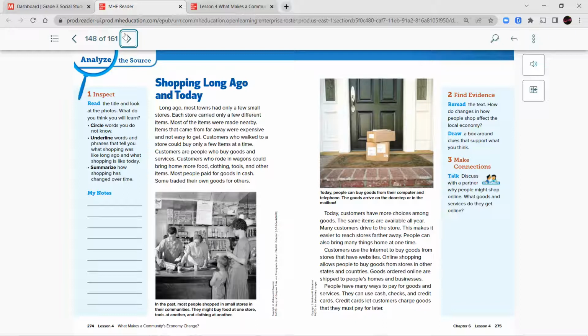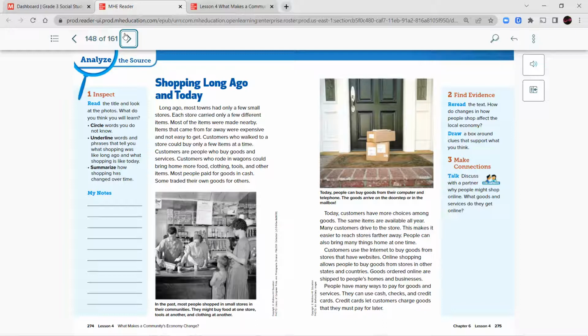Today, customers have more choices among goods. The same items are available all year. Many customers drive to the store. This makes it easier to reach stores farther away. People can also bring many things home at one time. Customers use the internet to buy goods from stores that have websites.